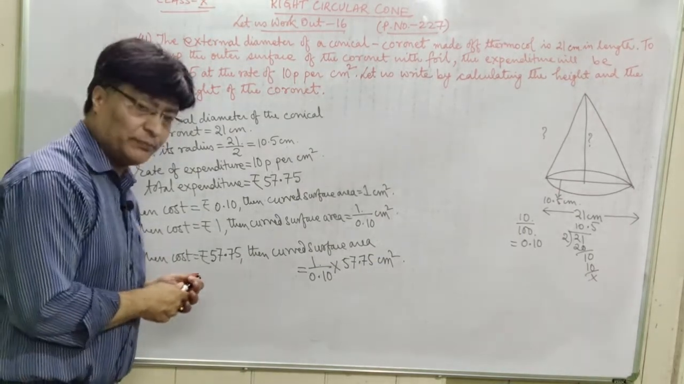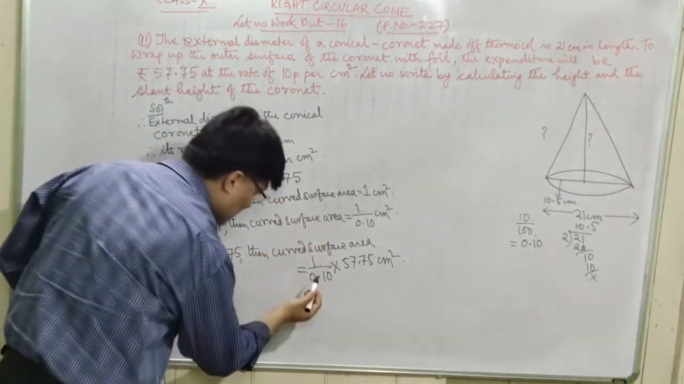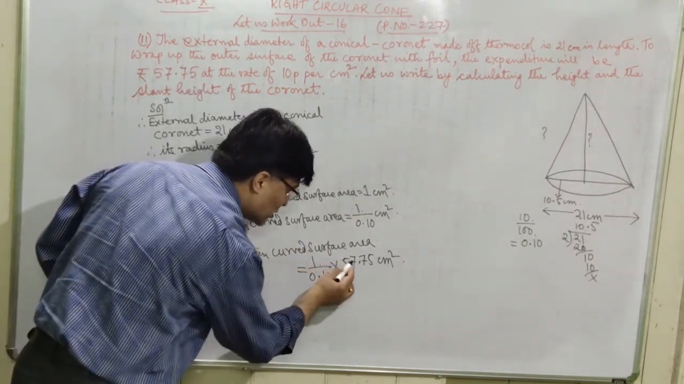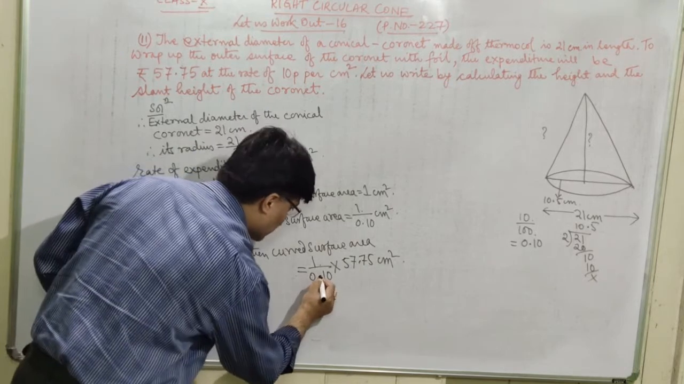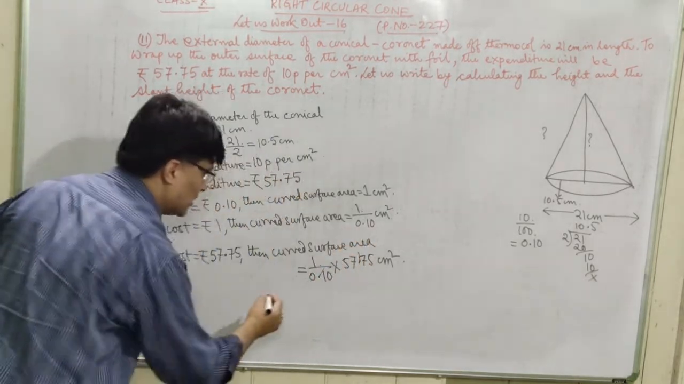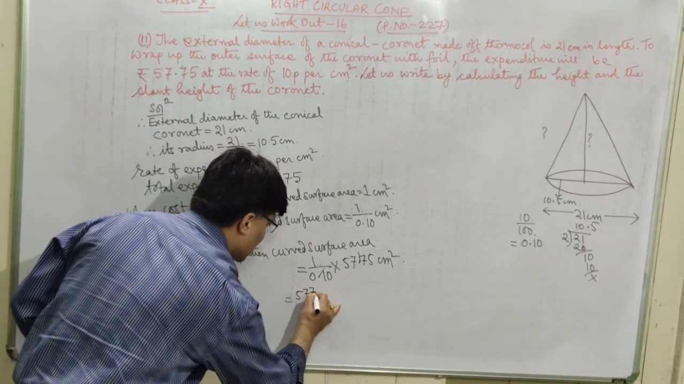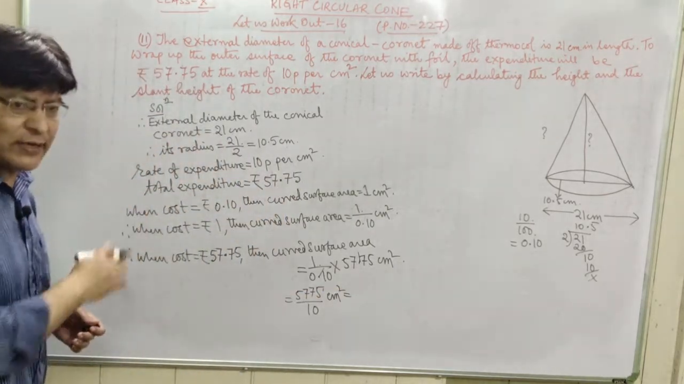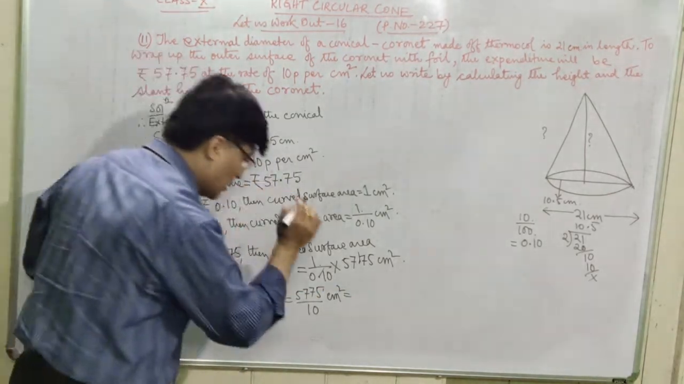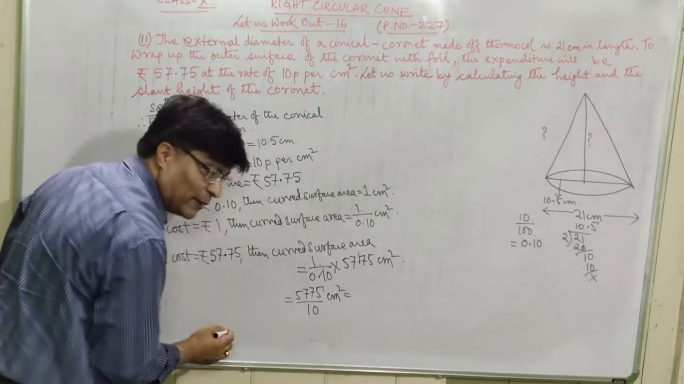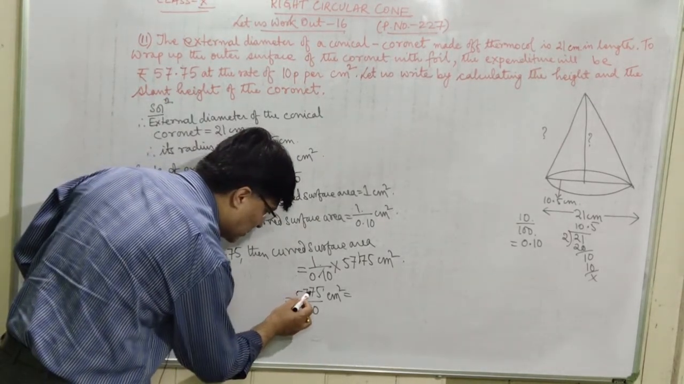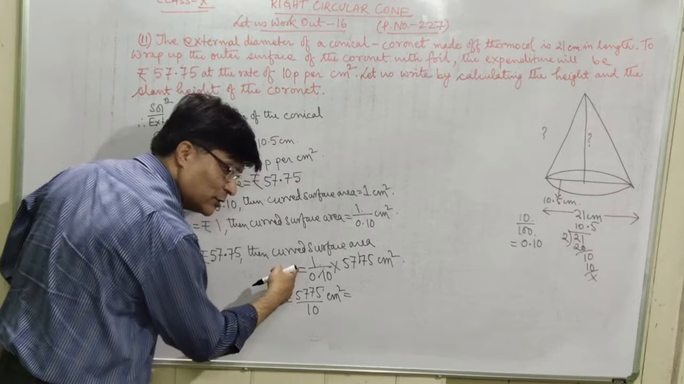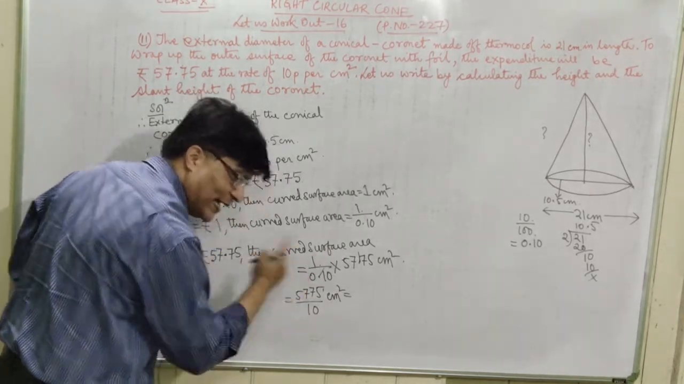Okay, so now let us simplify it. After the decimal point there are 2 figures in the denominator, and in the numerator also after the decimal point there are 2 figures. So you can cancel this decimal point, which is equal to 5775 divided by 10 centimeter square. If you divide 5775 by 10, what will you get? After 1 there is only 1 zero, so you have to write down the decimal point before one figure from the end.